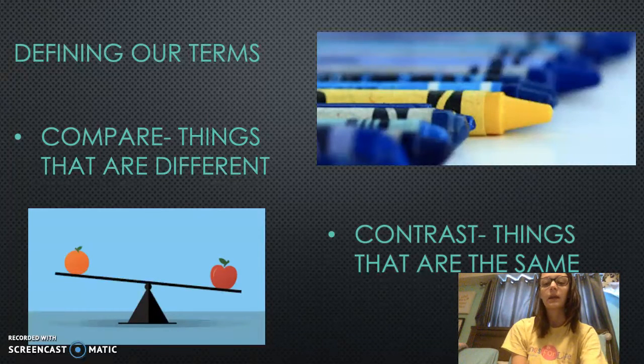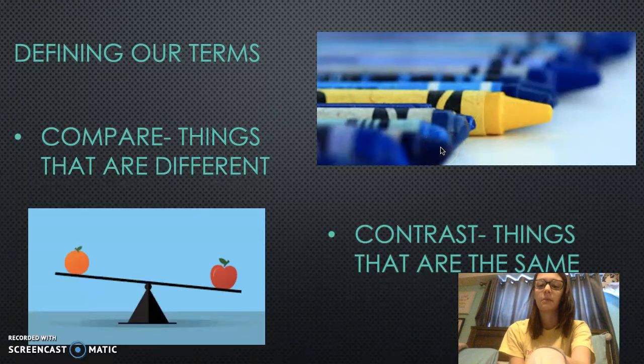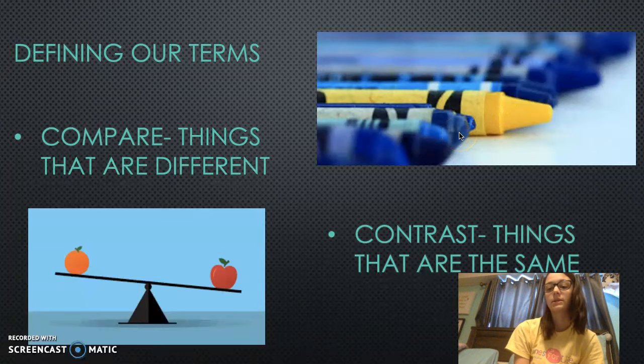An example would be this apple and orange. The apple is red, the orange is orange. What's the same about them? They're both fruit. The same with crayons. Some of the blue crayons and the yellow crayon, they're both crayons. One is blue, one is yellow. You can do this with so many things.